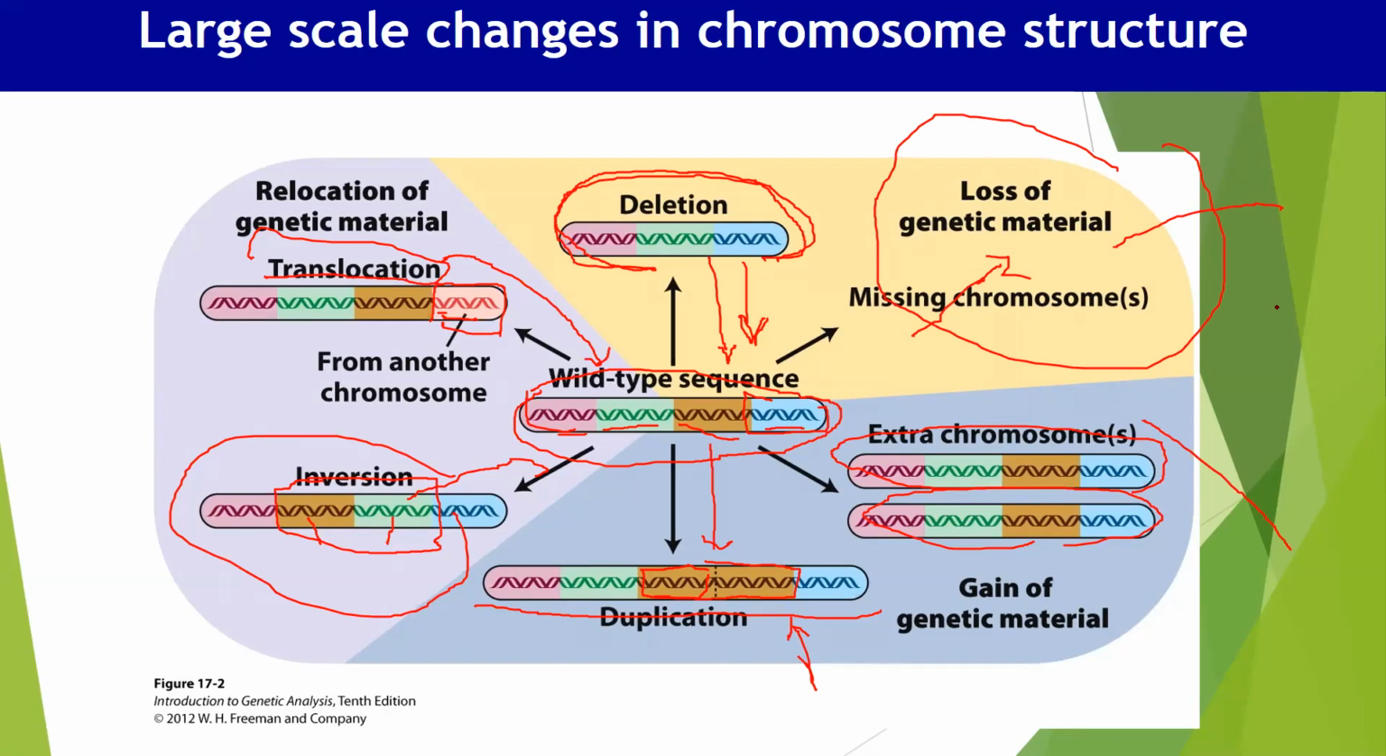The entire chromosome missing or entire chromosome extra is probably due to non-disjunction during the meiosis, right? The gamete formation. All right.